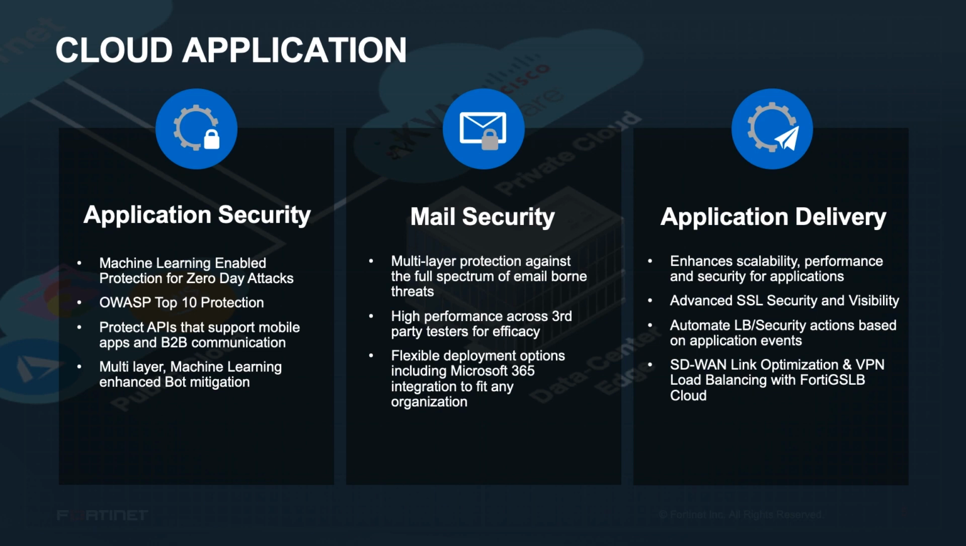The final piece in the puzzle is email security, which remains one of the top threat vectors to organizations. While email is a mission-critical communications channel, still 90% of malware is distributed through email communication. The Fortinet FortiMail solution continuously receives one of the highest efficacy scores by third-party testers. It offers multi-layer protection against the full spectrum of email-borne threats and provides flexible deployment options, including Office 365. It can be consumed via hardware, VM, and as a SaaS solution.